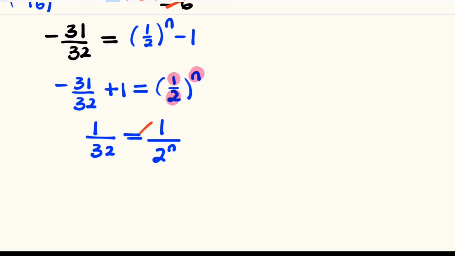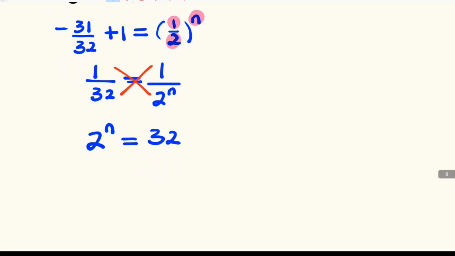And from here, let's cross multiply. 2 raised to the power n multiplied by 1 will be 2 raised to the power n. 32 multiplied by 1 will be equal to 32. We have 2 raised to the power n on the left hand side, and for the fact that we have 2 raised to the power n, it means that on the right hand side we have to have 2 raised to the power a certain number. For now we can just call it x.